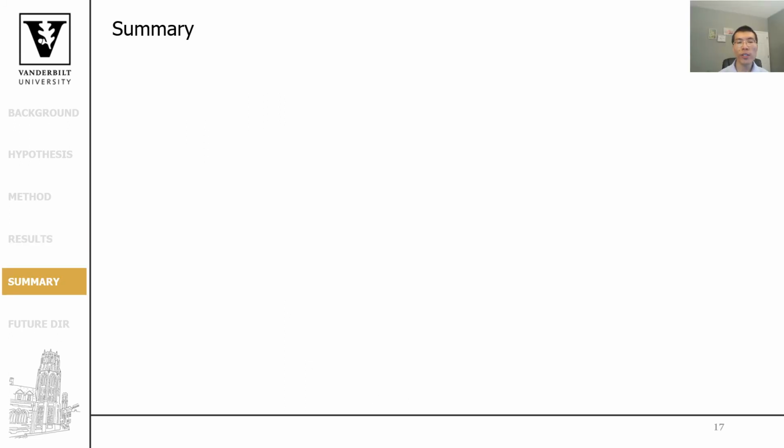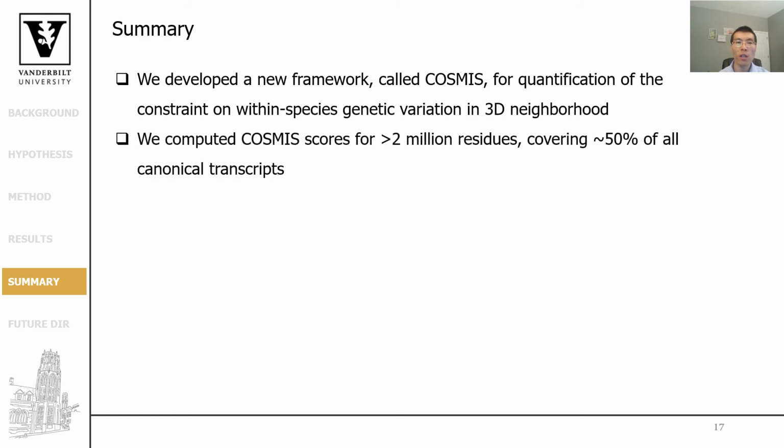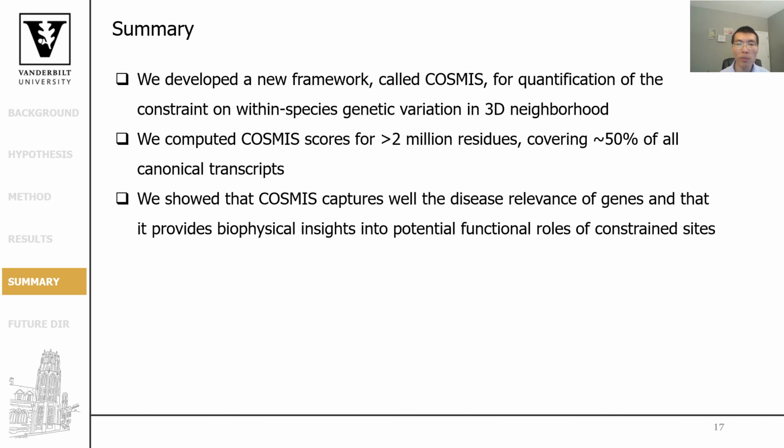Now let me briefly summarize our work. We developed a new framework called COSMIS for quantification of the constraint on within-species genetic variation in 3D neighborhood. We computed the COSMIS scores for over 2 million residues, covering about 50% of all canonical transcripts in the human coding genome. We showed that COSMIS score captures well the disease relevance of genes and that it provides biophysical insights into potential functional roles of constrained sites.